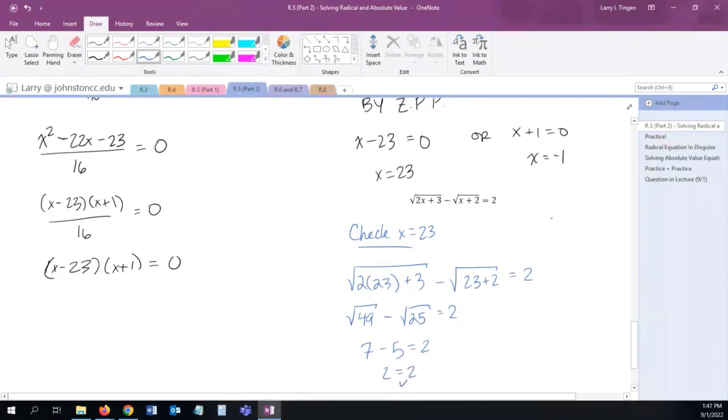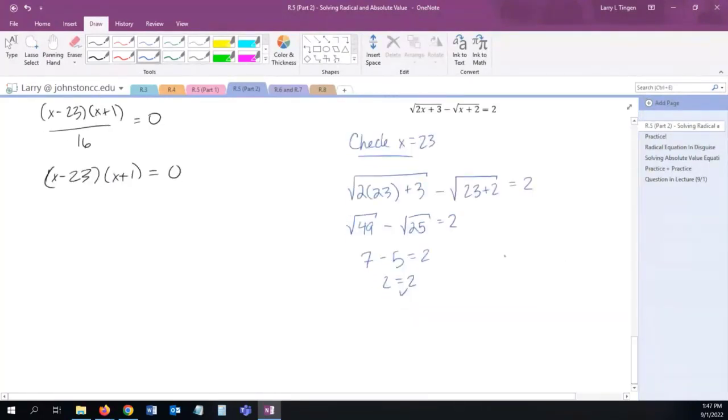How about negative 1? I'm going to check if x is negative 1. That is the square root of 2 times negative 1 plus 3. If you're trying to figure out what I'm doing or where I'm coming from, I'm just taking the solutions that we found and plugging them back into the original. So there's the original, which is why I brought it. So there's the check of 23. I'm going to come over here to the side and check negative 1, just so I don't keep going to the right.